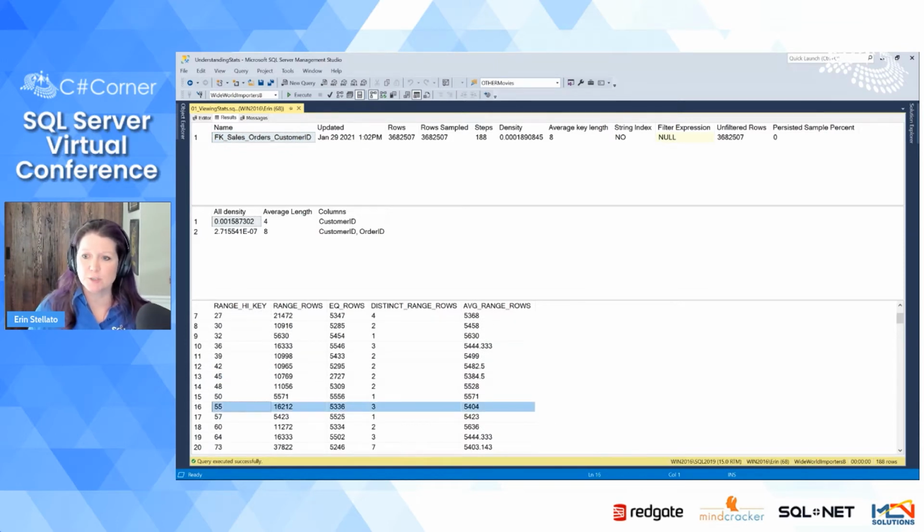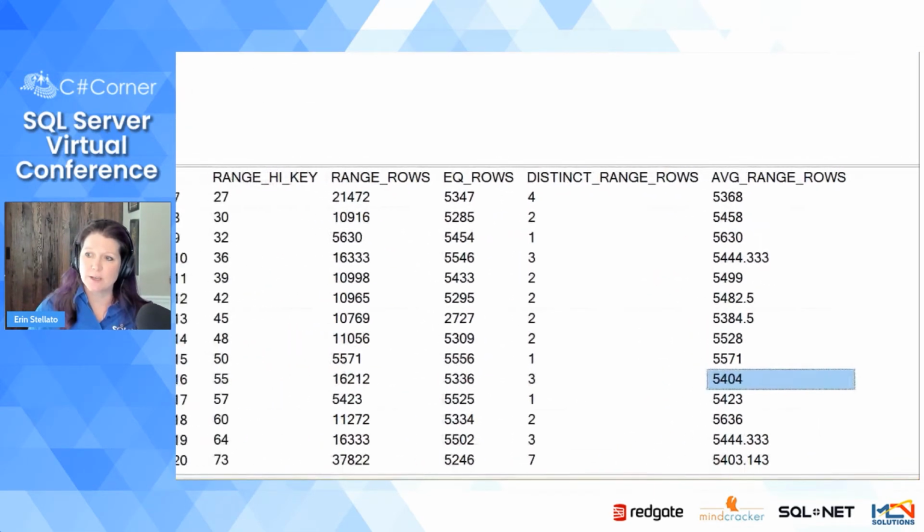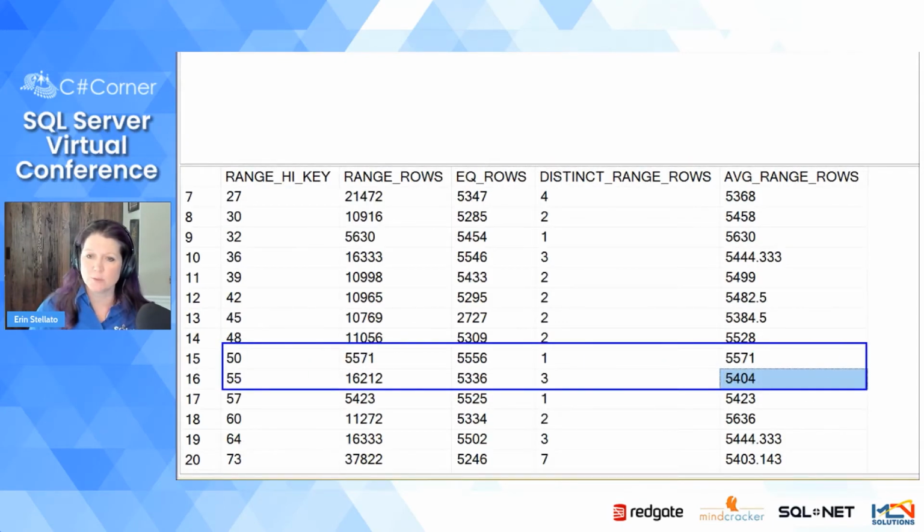for 52, there's no 52, but that estimate was 5,404, right? And that's because, let me just get this all straight, 52 falls between the value of 50 and 55. And so it says, okay, on average, the number of rows for each value between 50 and 55 is 5,404. So that's where it gets that estimate.